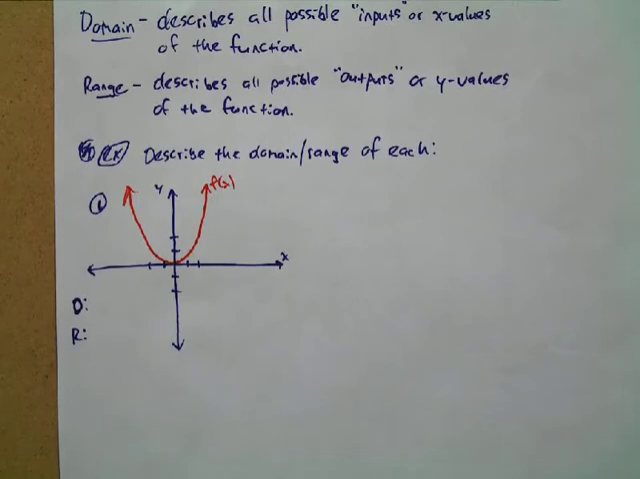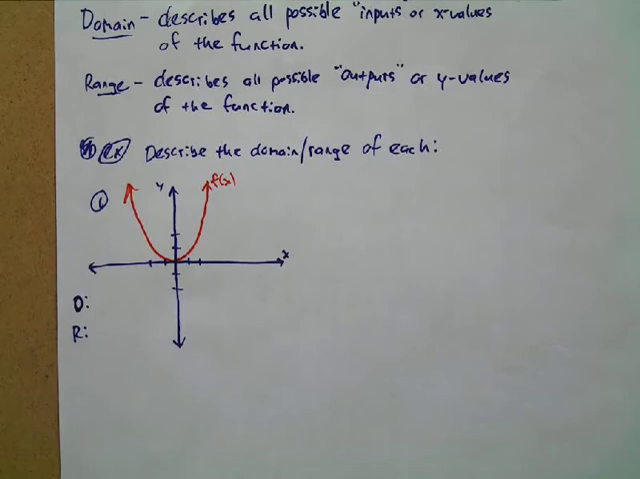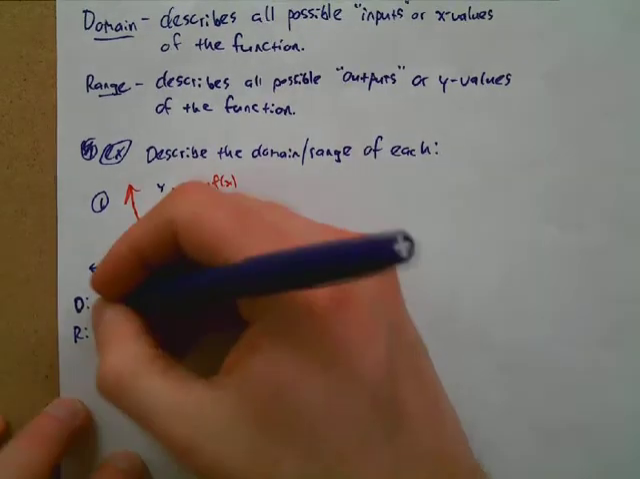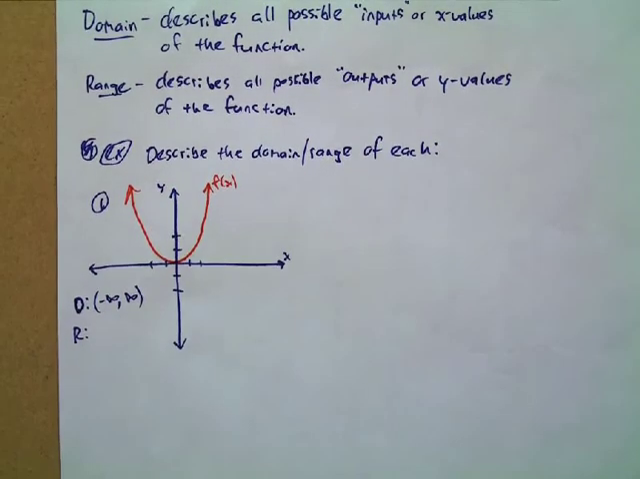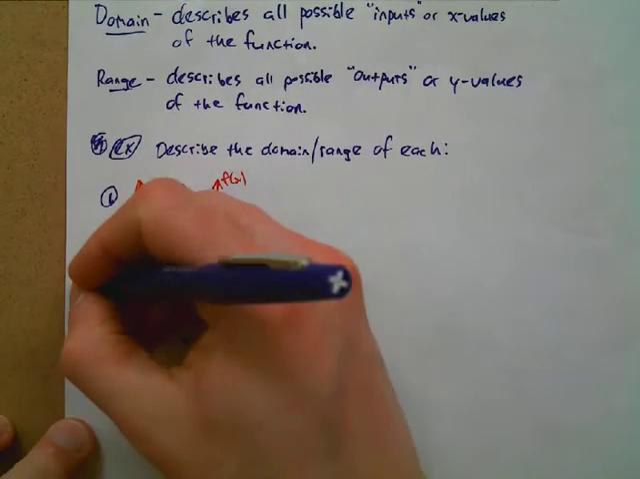All right, Liana, domain. Looking at this graph, what do you think? Can you give me the domain? Negative infinity to positive infinity? Yeah, negative infinity to infinity. Exactly right. When we look at our domain, remember that's the x values here. I'll put a little x above the domain there just so you remember that.